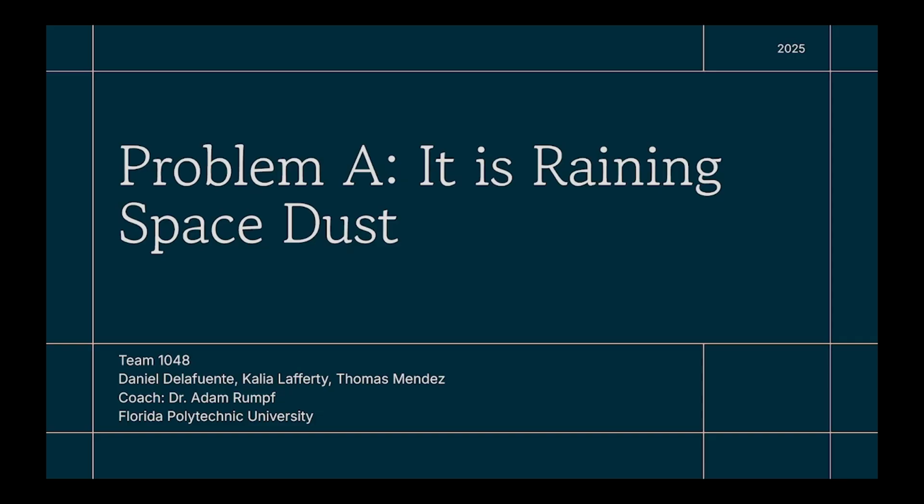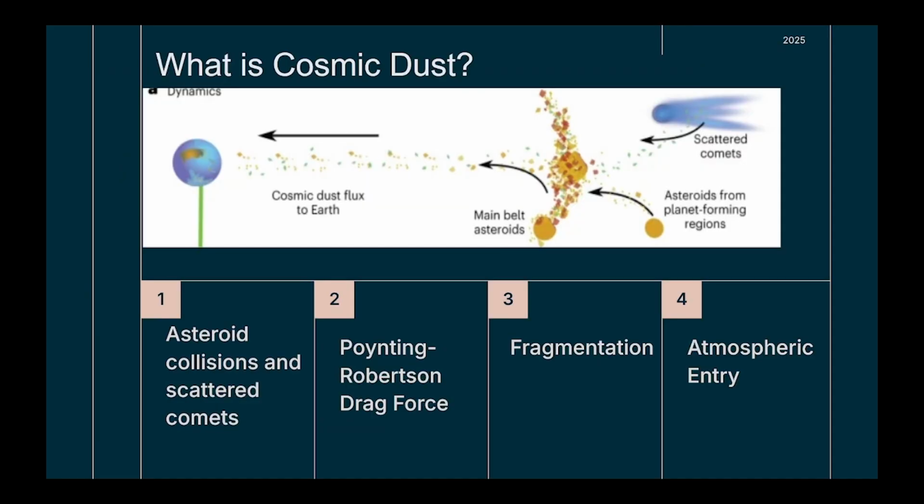It is raining space dust. To begin, we need to talk about what is cosmic dust. So first, in space, asteroid collisions and comet disintegration cause tiny particles to fly through our solar system. And then as they get near Earth, the Poynting-Robertson drag force, which is when sunlight makes the particles lose angular momentum and spiral towards the Earth, makes them fall towards our atmosphere.